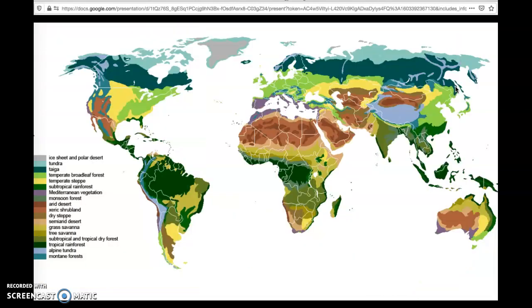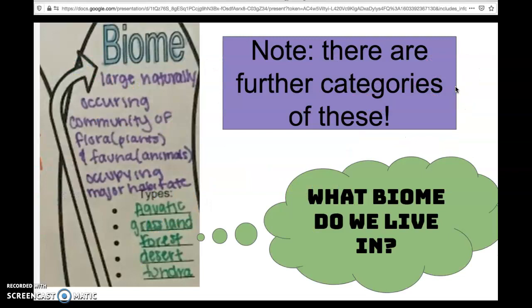It's called a biome. Ooh, my bad, we just gave away some answers here. But anyways, a biome is a large naturally occurring community of flora, fancy scientific word for plants. I would learn that. And fauna, fancy scientific word for animals, that occupy a major habitat, and I spelled that wrong, there's no E on the end. Okay, we have 5 major types, but if you notice my note here, there are further categories, so we separate these into further categories as well. But for right now, all I want you to know are the 5 major ones.